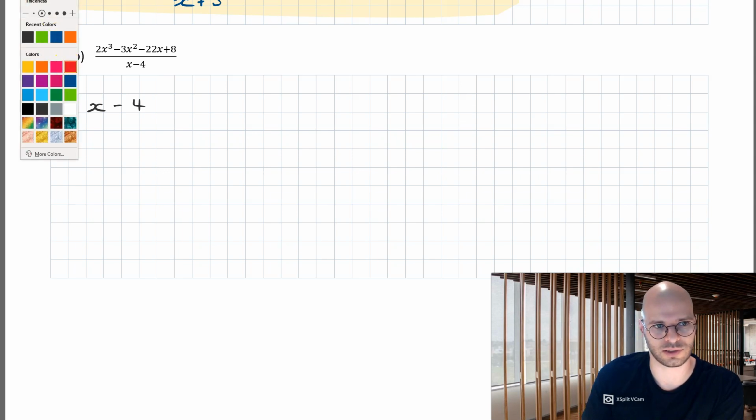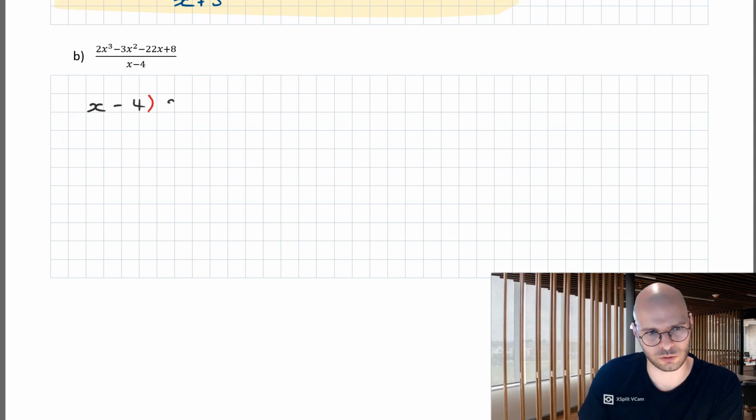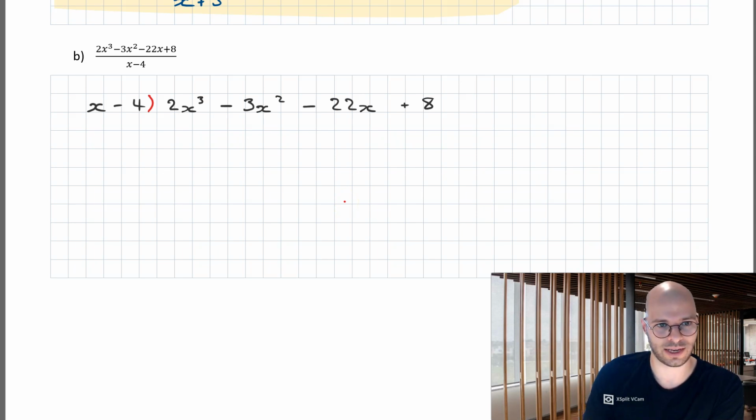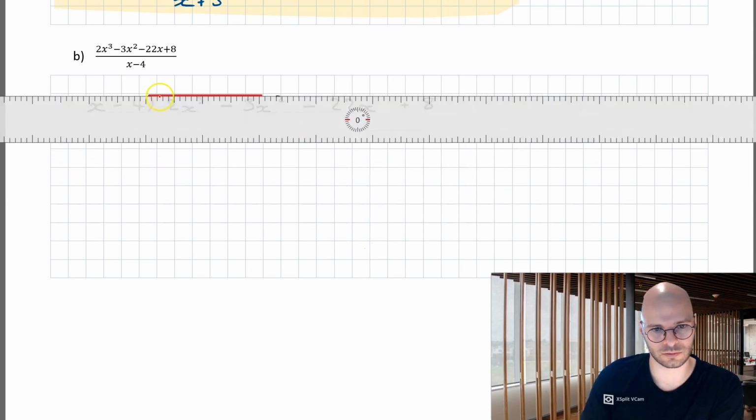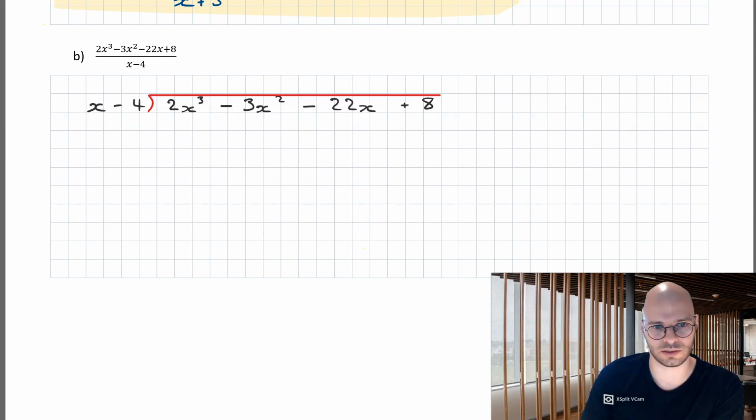Next, I'm going to set up for long division. The numerator in this case is 2x cubed minus 3x squared minus 22x plus 8. And this is going to behave as our dividend. Now, it's time to do the division, where division of course is just a matter of multiplication and subtraction.